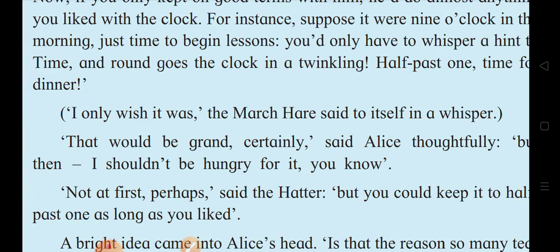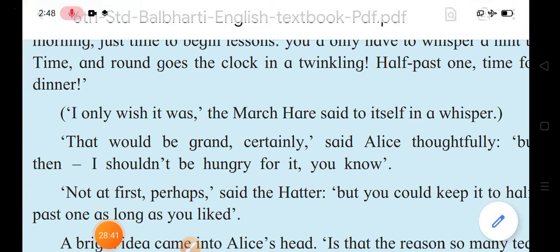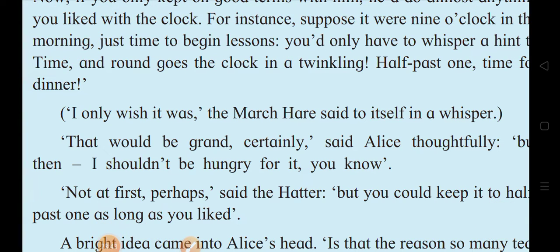But since they were punished, they were having only one time. The time was stuck only for the tea party, and not anything else. So he's saying that I wish I could have that time. "That would be grand, certainly." So she's saying that yes, of course it would be very grand. Grand means large, or maybe very interesting, or maybe imposing. Certainly means definitely. "That would be grand, certainly," said Alice thoughtfully.